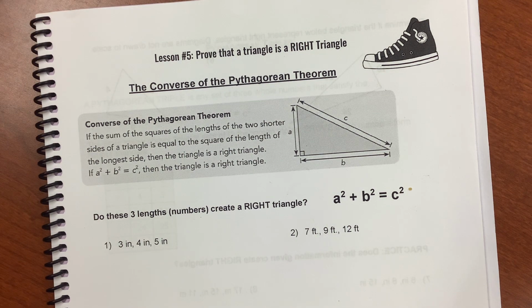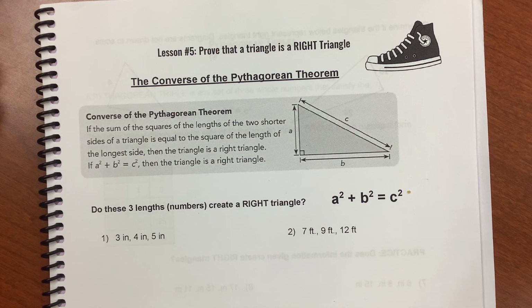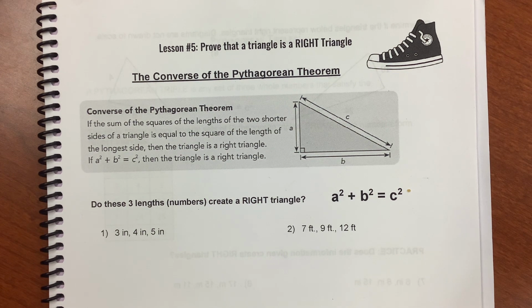We are in Book 3, Chapter 7, Lesson 5, proving that a triangle is a right triangle. Now, the whole Pythagorean theorem started because people were using the 3, 4, 5 rope. Remember the rope stretchers? They were engineers back in Egypt. And they were using those 3, 4, 5 triangles to make right angles so that they would have a stronger structure.